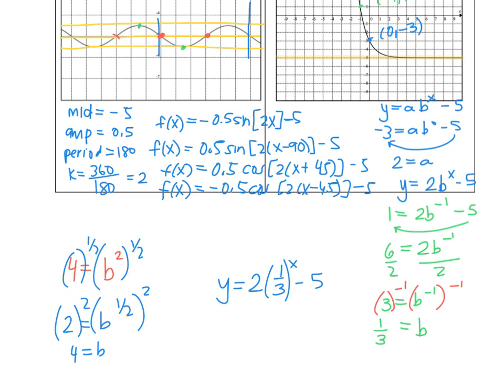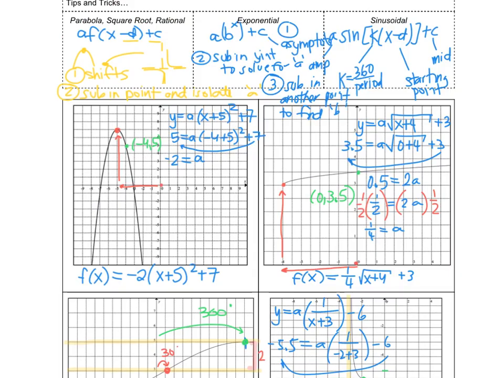And that's it for finding equations. So let me just do a quick little recap. So for parabolas, square roots, and rationals, pick that key point for your right, left, up, down movement, then sub a point in to solve for a. Just for the square root, remember to look out for the reflection over the y-axis.